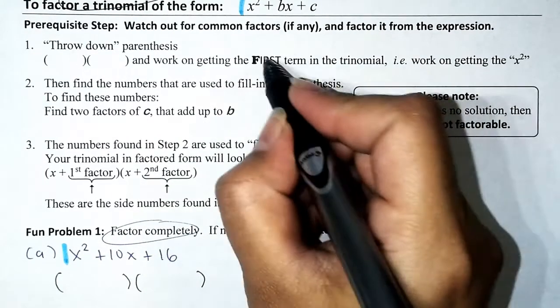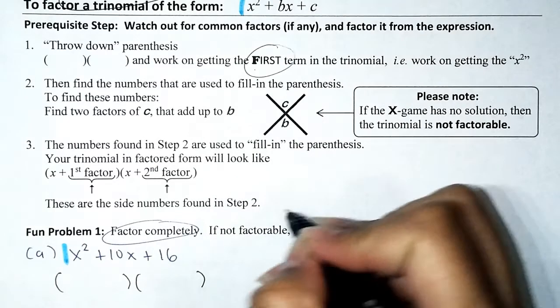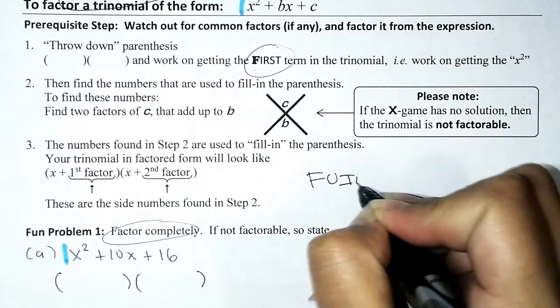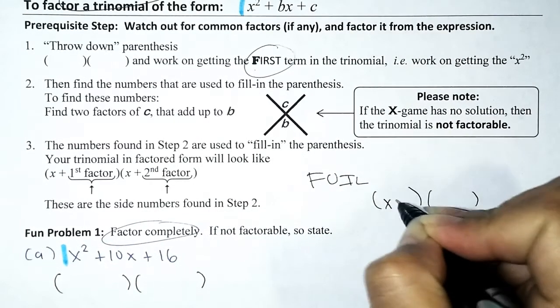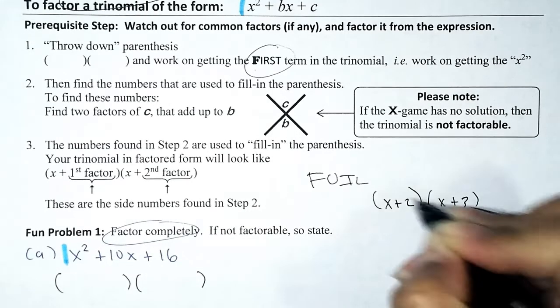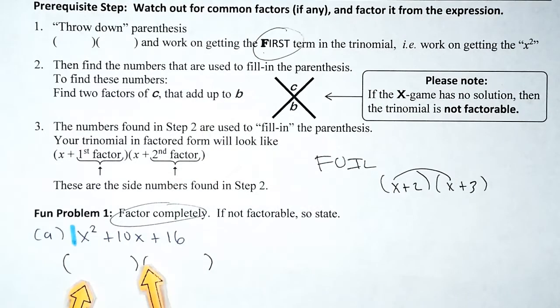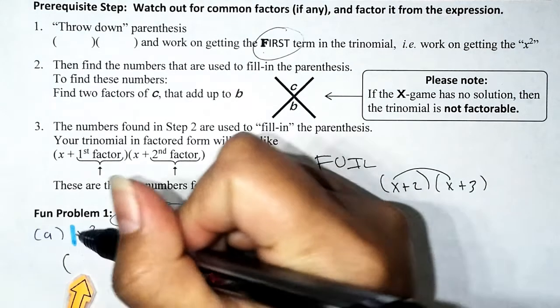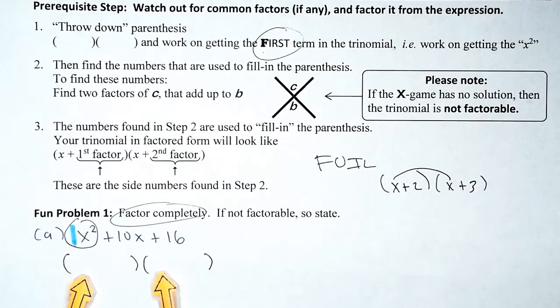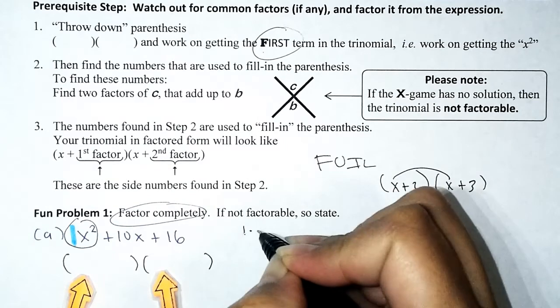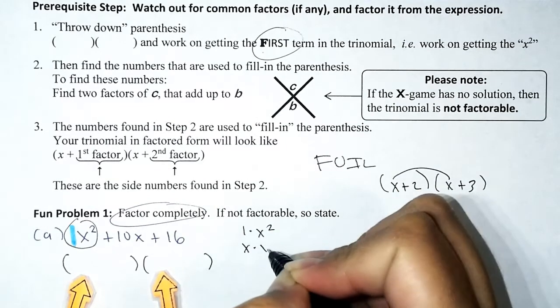The reason I have F capitalized is because I'm thinking FOIL. If we were to have something like x plus 2 times x plus 3, we would say first, outer, inner, last. So throw down parentheses and work on getting the first terms. The product of the first terms should give us the very first term that we see. So we have some options. We can either do 1 times x squared, or we can do variable times itself.